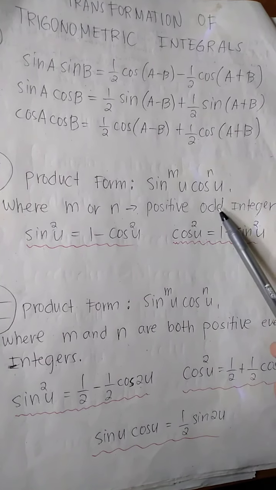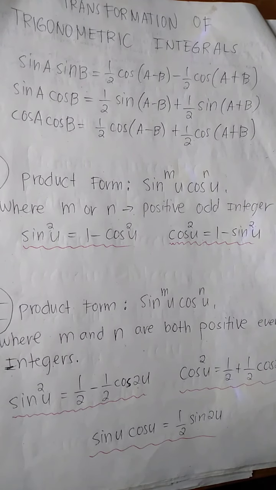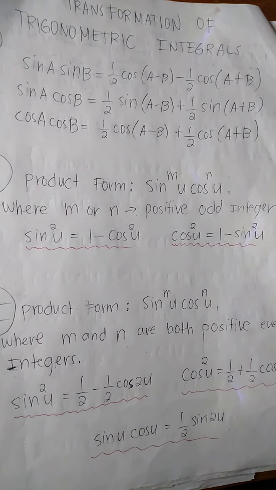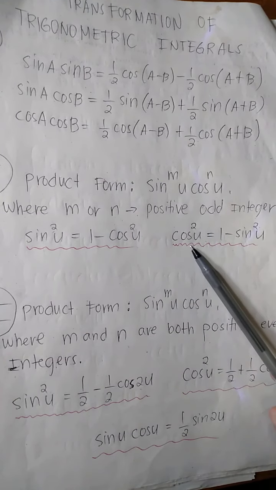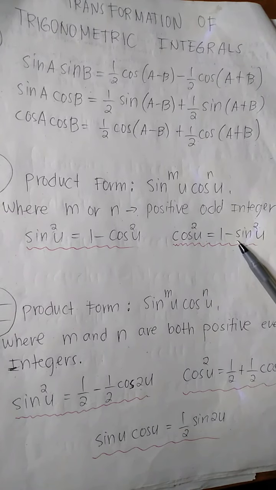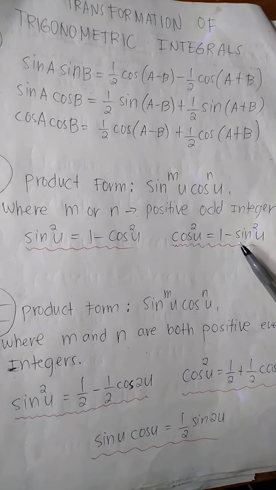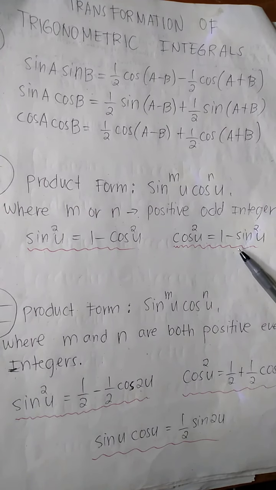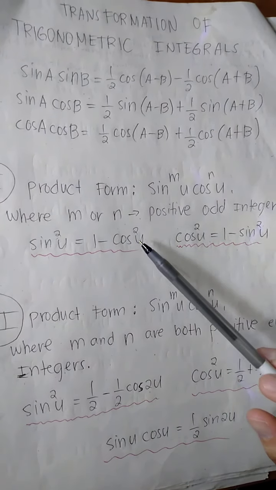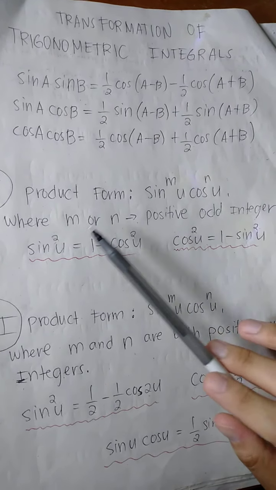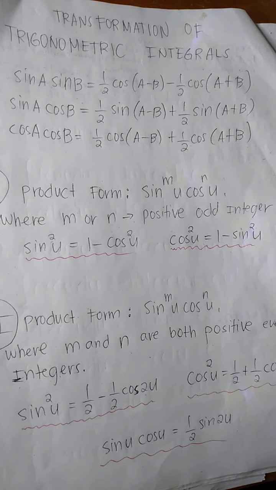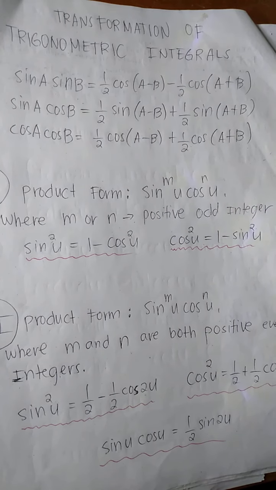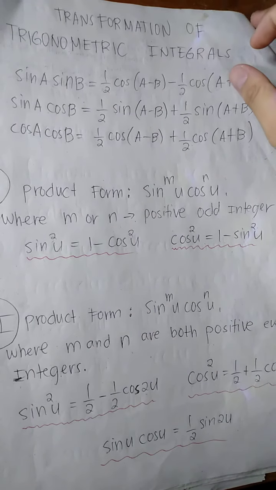So, what are the positive odd integers? 1, 3, 5, 7, 9, 11, and so on and so forth. How about the second one? Cosine squared u is equals to 1 minus sine squared u. You will use this if your n is the positive odd integer, and your m can be any number. So that is rule number 2, or case number 2, so that you can use the two transformations.